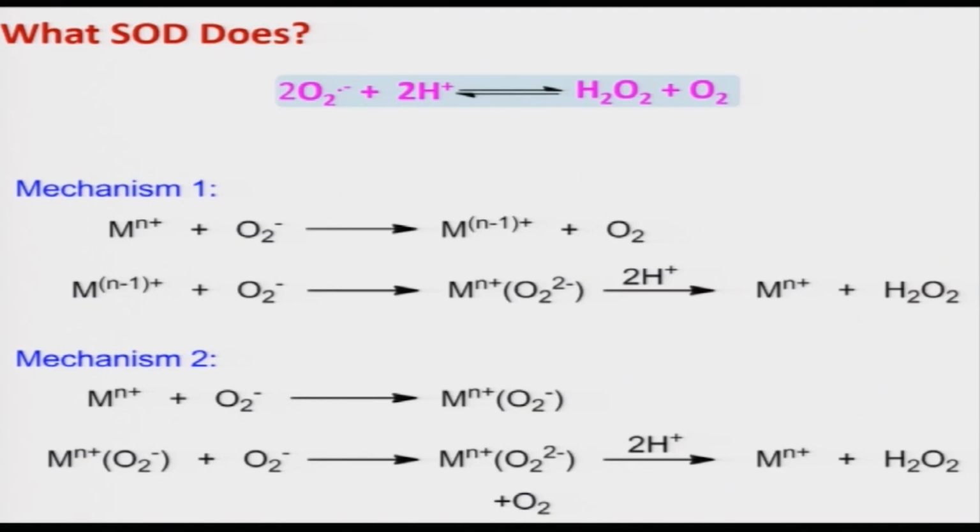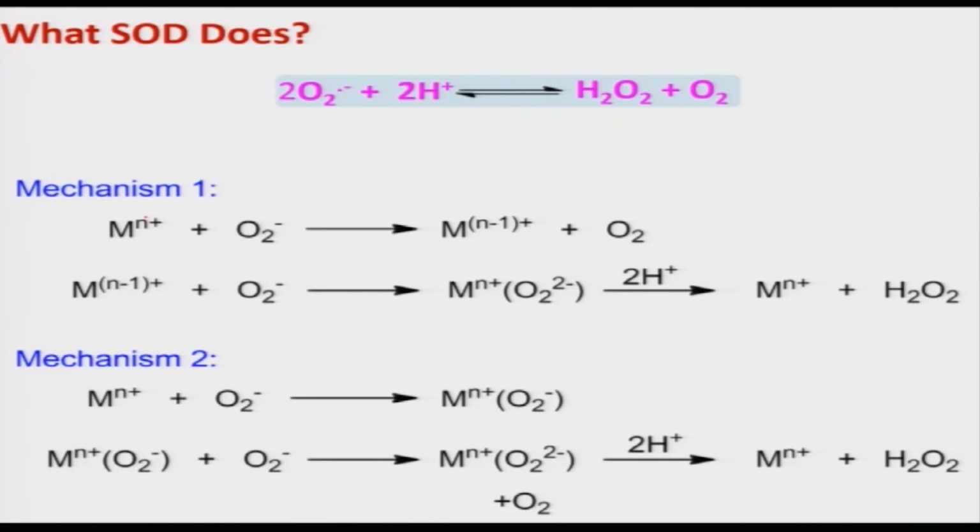If the metal is a redox active metal ion, then what would happen? Mechanism 1 is shown with the redox active metal ion, where the metal ion gets oxidized and reduced, thereby oxidizing and reducing the superoxide also.